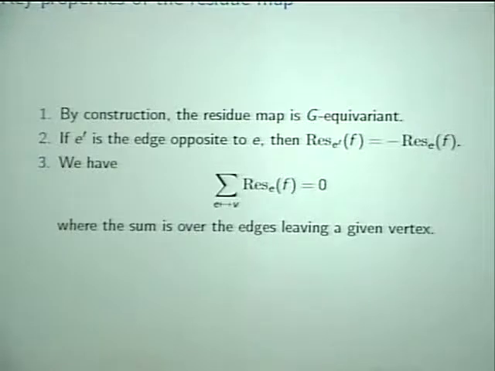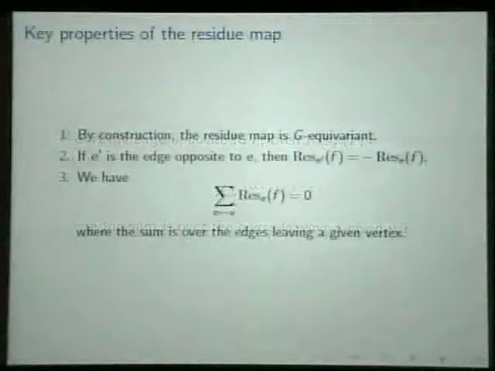The real theorem to be proved is this fact: if you pick a vertex, and you look at the edges leaving that vertex in the tree, and you take the sum of the residues around that vertex, you get 0. So this is what's called a harmonic function on the tree. And this is kind of the residue theorem for rigid analysis.